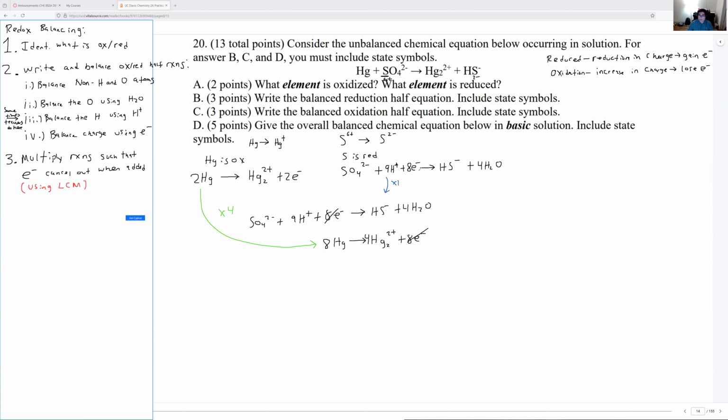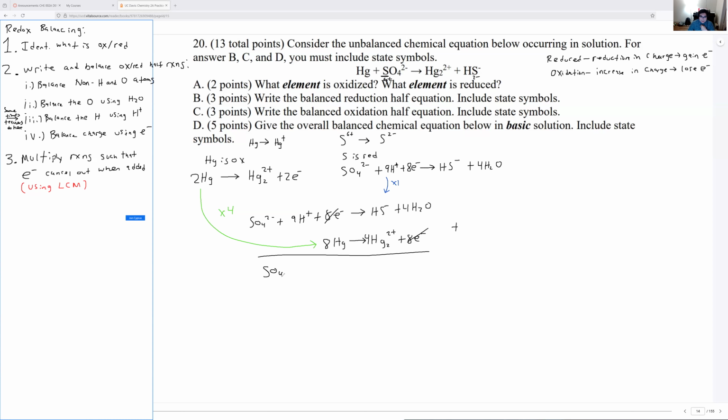So the least common multiple of 2 and 8 is 8, right? So I need to multiply this one by 4 to get 8, and this one is just 1 to get 8. If it was 3 and 5, the least common multiple is 15. So the one with the 3 electrons would be multiplied by 5. The other one would be multiplied by 3. So now we can add these up. You see the electrons cancel, and then everything else doesn't.